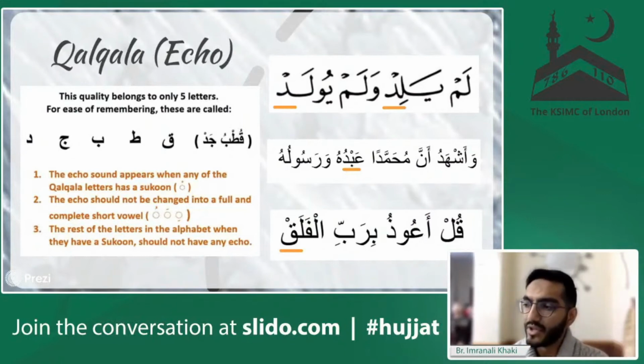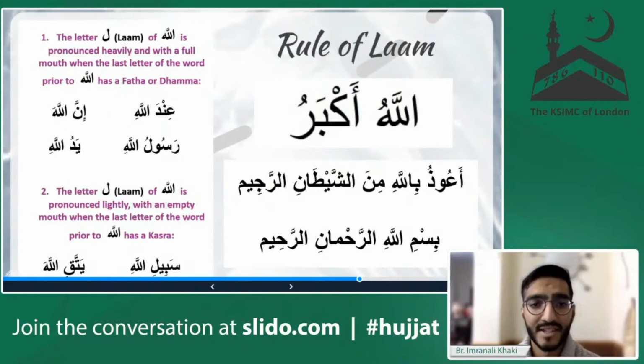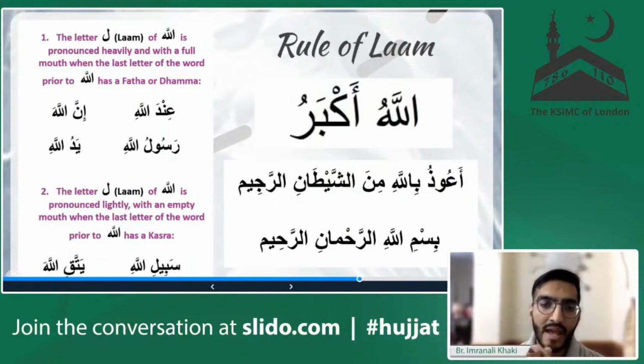And then the next lesson was the rule of lam of Allah. A very simple lesson, but a very vital one. And we said that the lam of Allah is pronounced with a full mouth if there's a fatha or a dhamma before it, and pronounced with a light mouth if there's a kasra before it. And we gave examples of indallah or rasulullah. It's not rasulullah or indallah. Indallah, rasulullah, and pronounced lightly with a kasra in front of it.